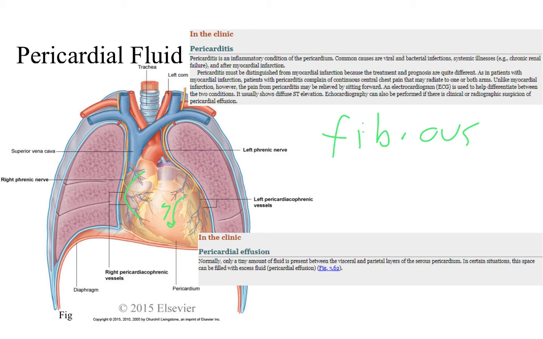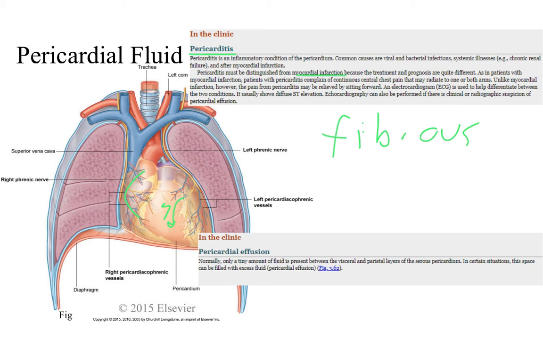And so that condition where we have an inflammatory process in the pericardial sac that's producing a lot of fluid is referred to as pericarditis, or literally inflammation of the pericardial sac. All right, and often the pericarditis can be mistaken for a myocardial infarction, otherwise known as a heart attack.